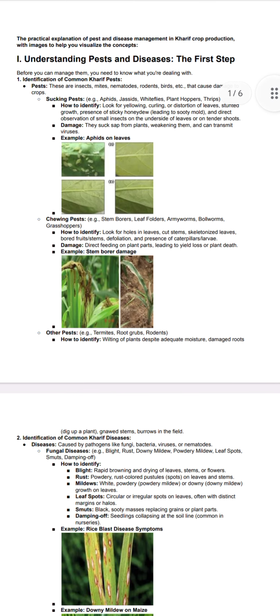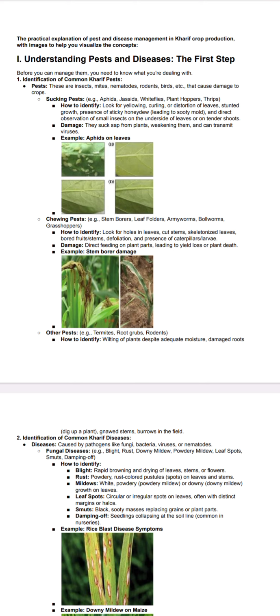Understanding pests and diseases. The first step: how to identify the common kharif pests. Pests are nothing but insects, mites, nematodes, rodents, and bugs that cause damage to crops. Among the pests, there are several types like sucking pests, chewing pests, and other pests.